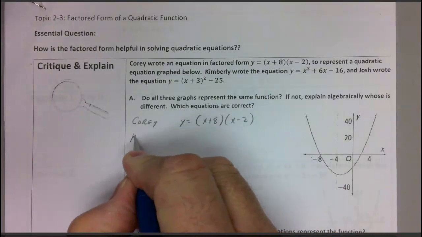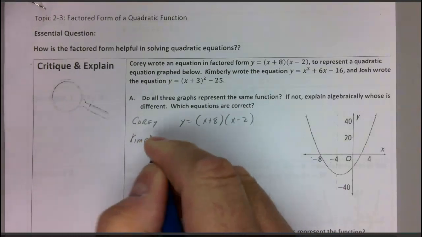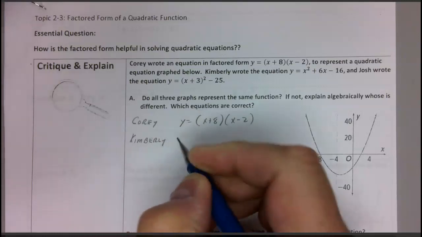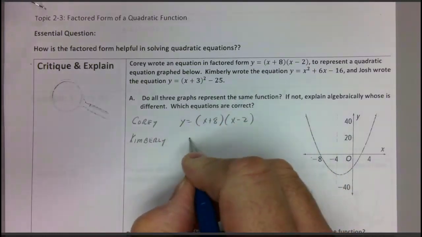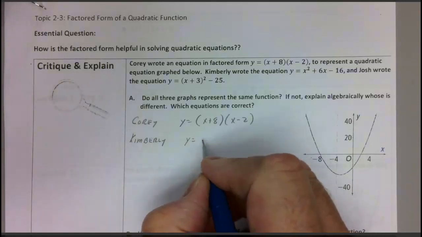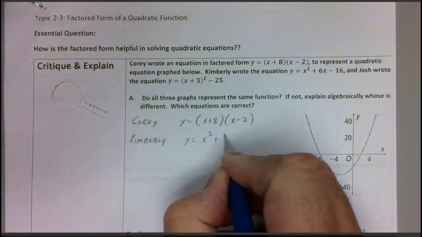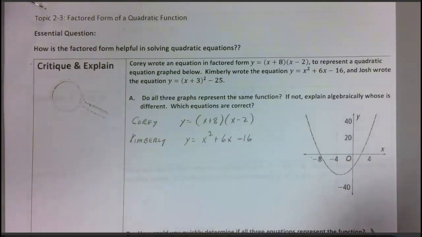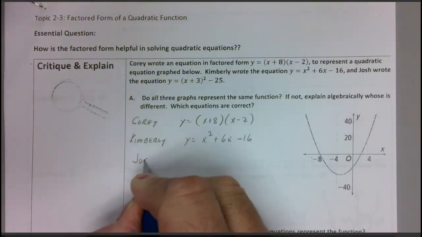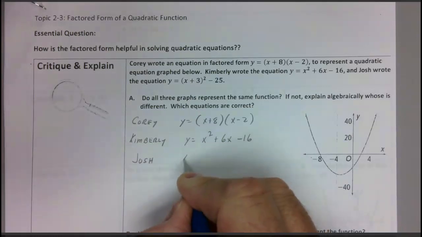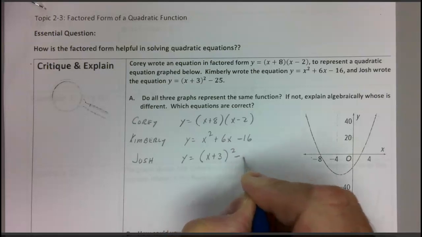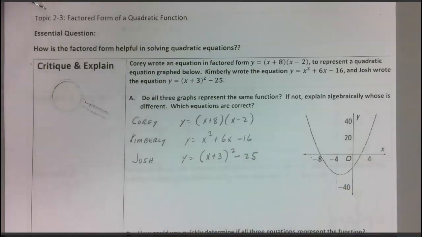Kimberly wrote an equation of y equals x squared plus 6x minus 16. And Josh wrote a quadratic equation of the form y equals x plus 3 quantity squared minus 25.